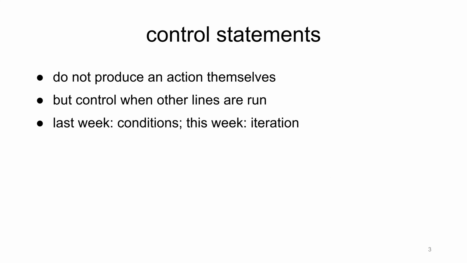For accomplishing this, we'll again need control statements. As a reminder, control statements do not themselves produce an action or do something, but instead they are controlling other lines, or they're controlling when these other lines are run. Last week we used logical statements to form conditions. This week we will get to know iteration or looping, which will allow us to make statements such as: for so and so many times do this and this, or for each item in a list do this and that.